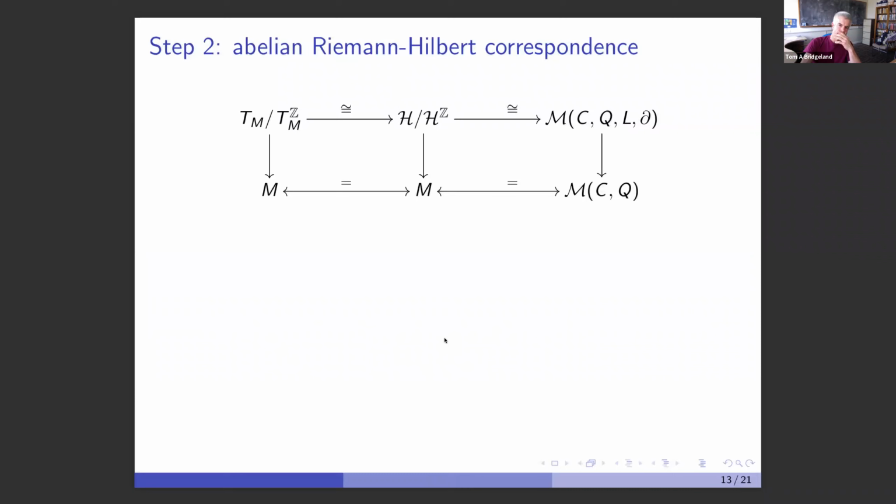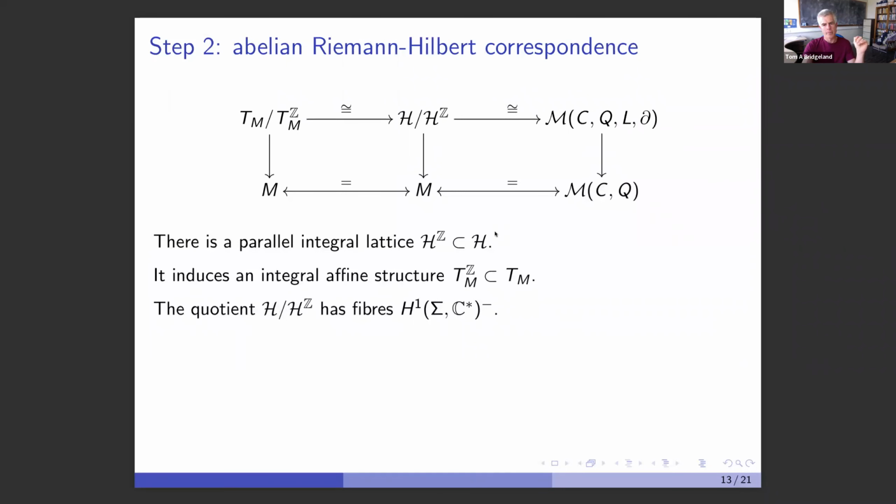So my next mission is to explain this diagram. It's not as bad as it looks. Remember H was this bundle over M, which was just the cohomology of the spectral curve as it varies, with coefficients in C. But of course, we could look at Z coefficients inside, and that will define some lattice. So the fibers here are the integral cohomology of the spectral curve. And via the isomorphism we just described between these two things, we can take the image of this, and this will define some integral lattice inside T of M.